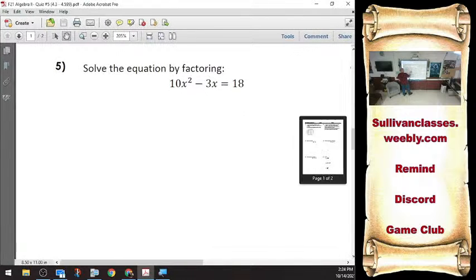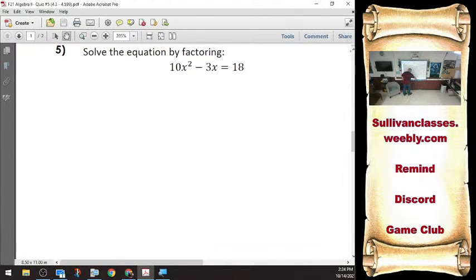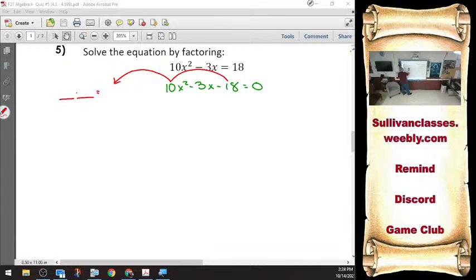Okay. Solve by factoring. Everyone to one side of the bus. Is there a greatest common factor? Are A and C perfect squares? Is A equal to 1? So, AC method it is. What times what makes negative 180 but adds up to negative 3?